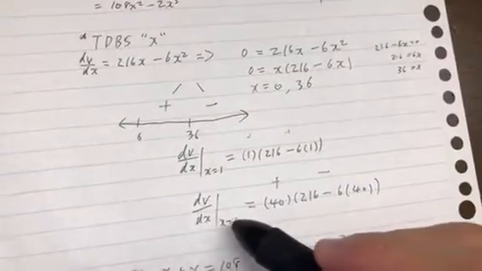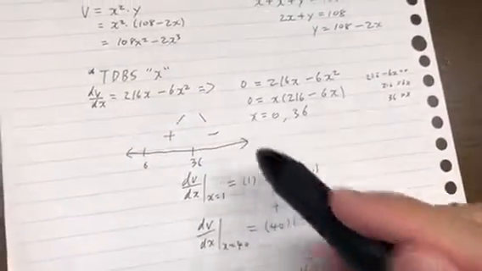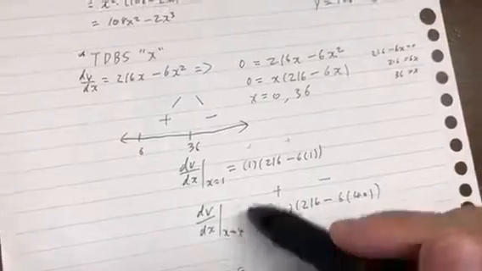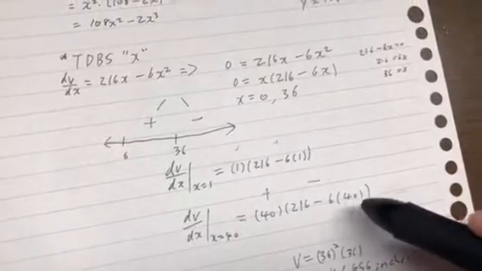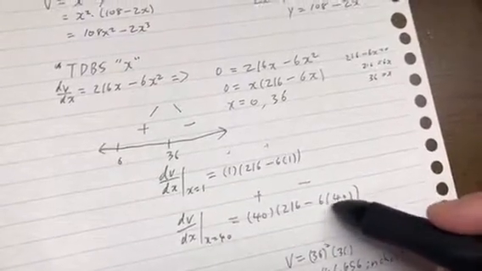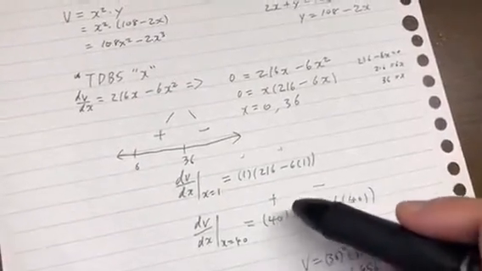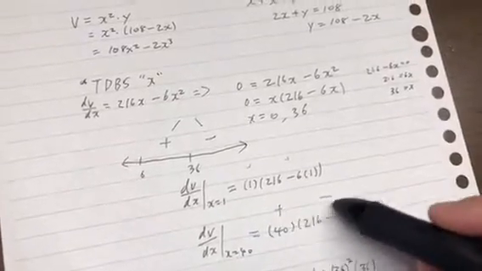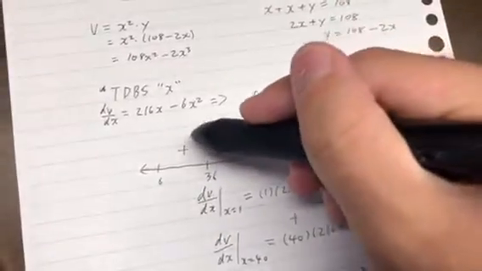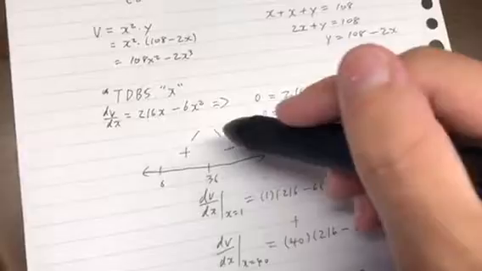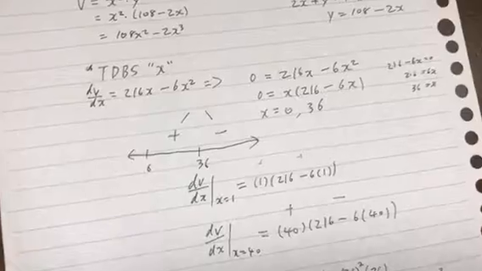And for dv/dx, for this interval, I chose x equals 40, and we plug it in, 40 times 216 minus 6 times 40, and we get 240 over here, and 216 minus 240 gives us a negative value, and 40 is positive. So when we multiply these out, we get a negative value. And so it indeed becomes a maximum. So we get a maximum at a critical point of x equals 36.